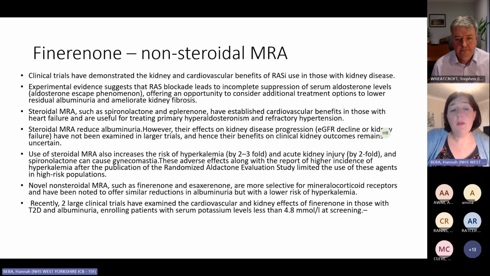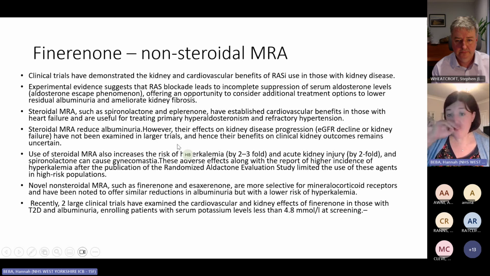And experimental evidence suggests that RAS blockade actually leads to incomplete suppression of serum aldosterone levels. So something called the aldosterone escape phenomenon. And this offers this opportunity then to consider this MRA alongside this treatment to optimize the residual albuminuria and to ameliorate any sort of kidney fibrosis that you might get. So again, it does reduce albuminuria.